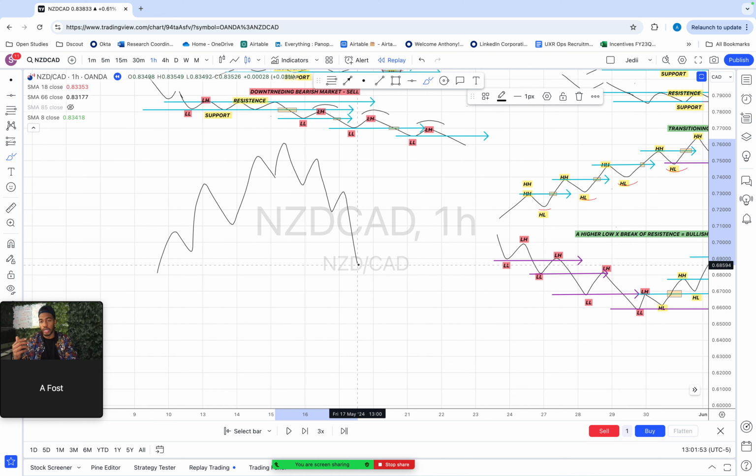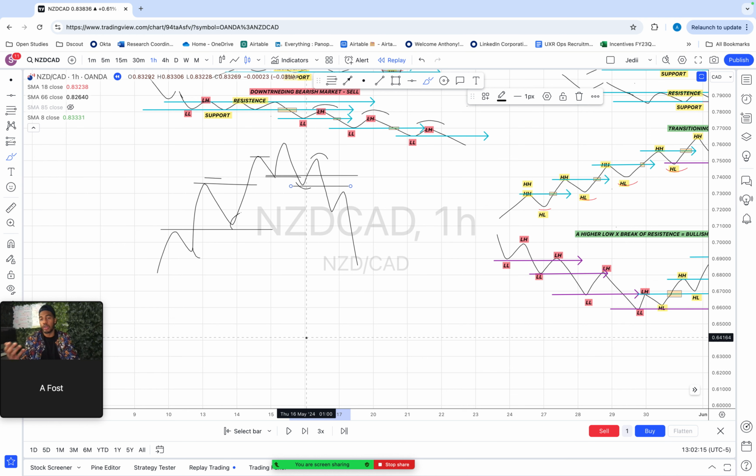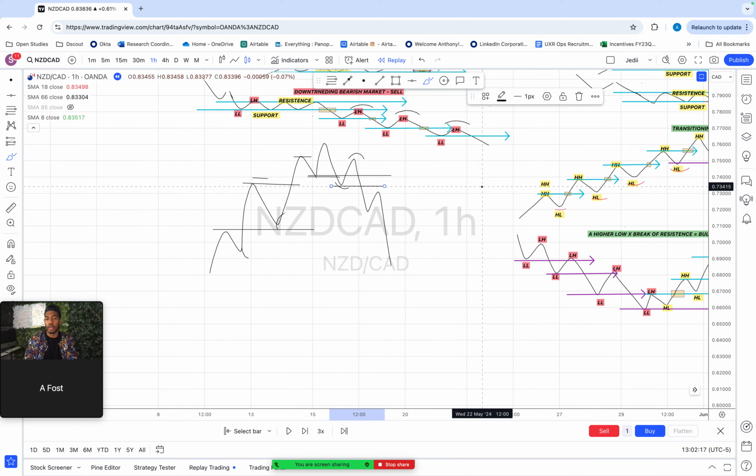Just draw it out, and just see if you can spot break of resistance, higher low, higher high. Okay, it made its first lower high, then it made a lower low, broke out of the support level. Then I got a new lower low, lower high. Just draw the market out. Just draw the market. That'll help you out a lot.